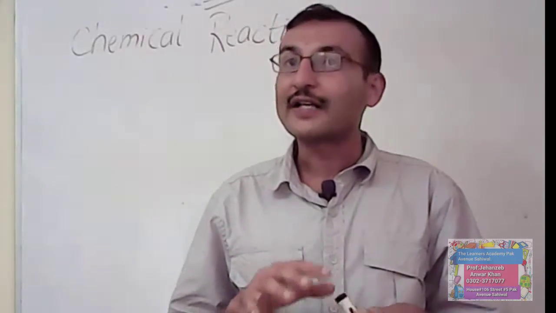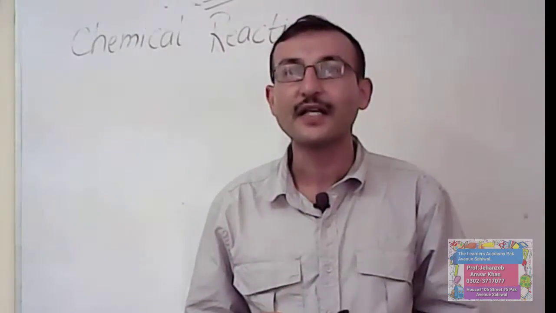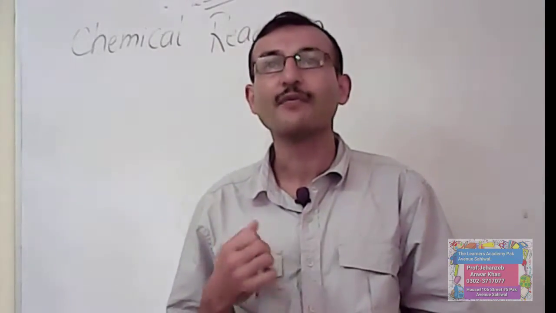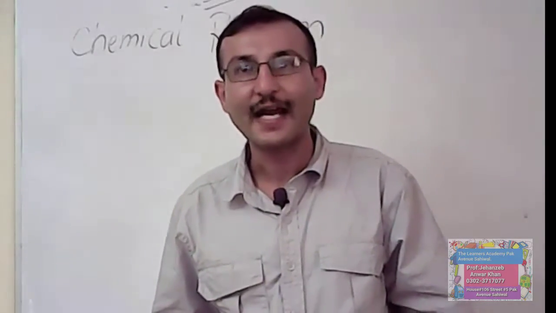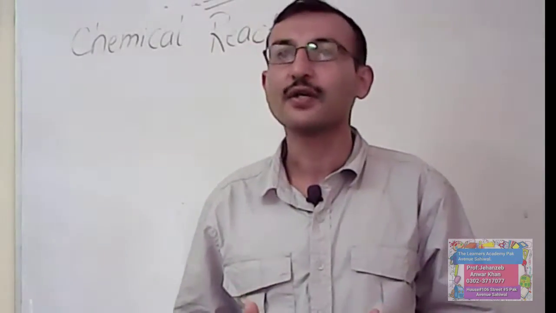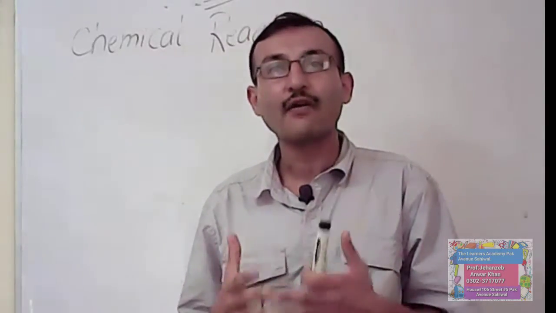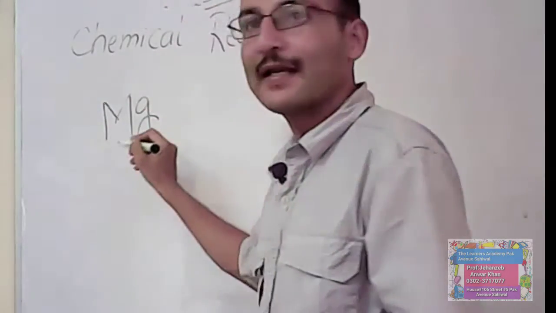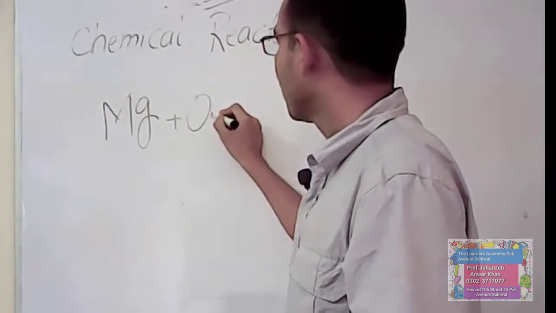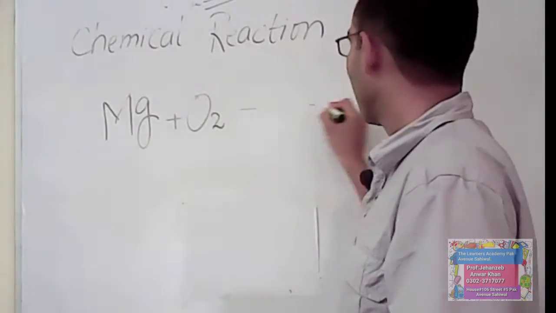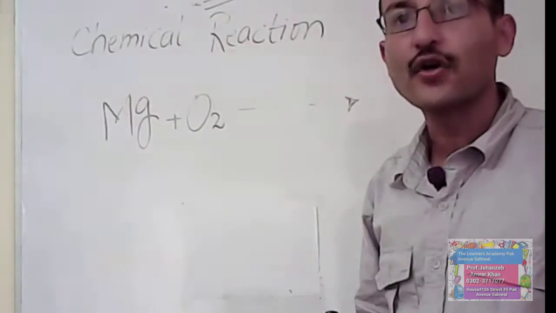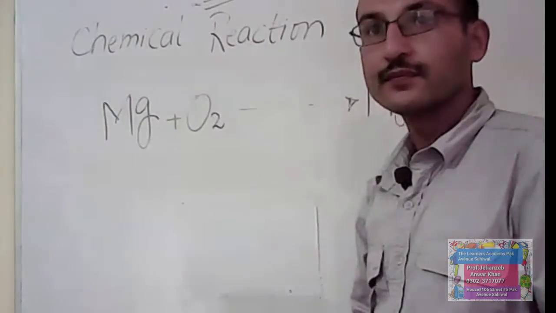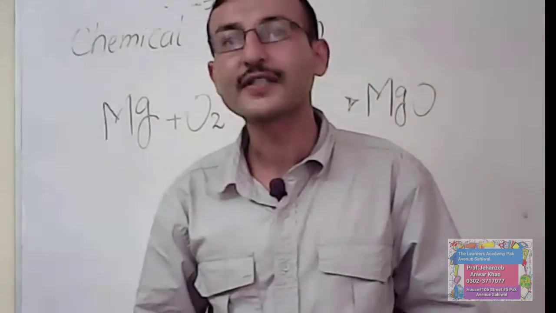So, writing a chemical equation is basically the representation of a chemical reaction. If you recall the formula of magnesium, then we say that there is oxygen and magnesium oxide. So we can write it this way: magnesium plus oxygen, then an arrow whose head is denoting the product MgO, that is magnesium oxide.